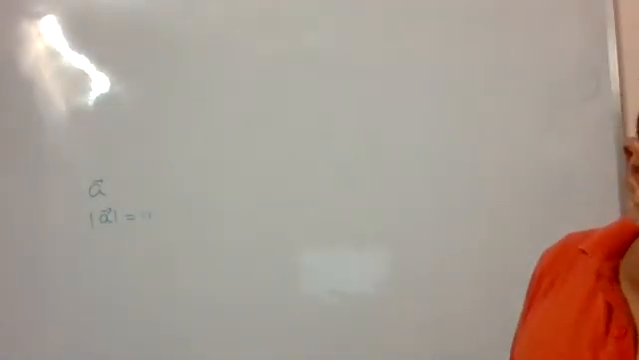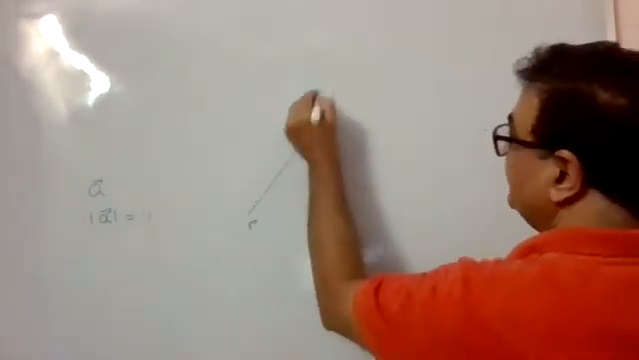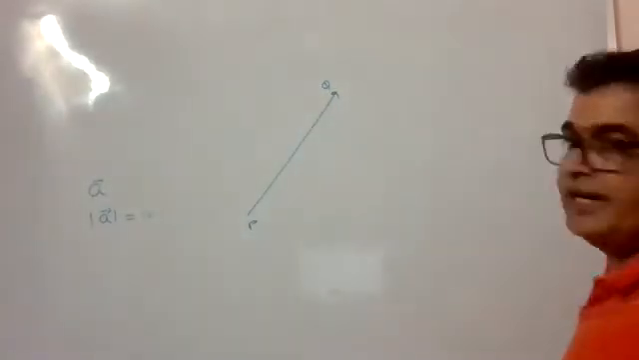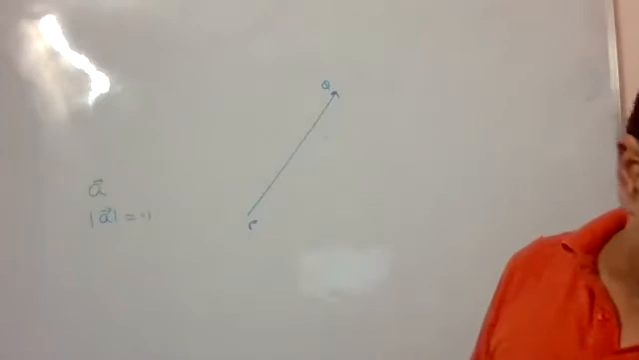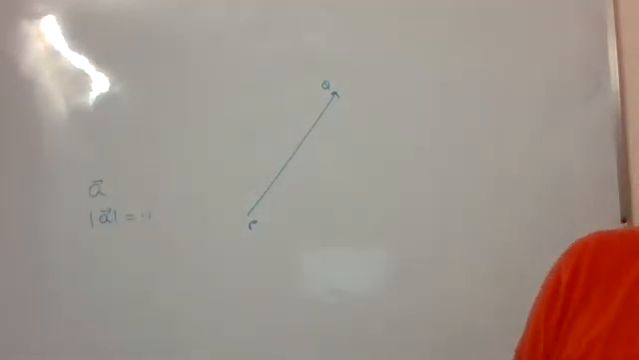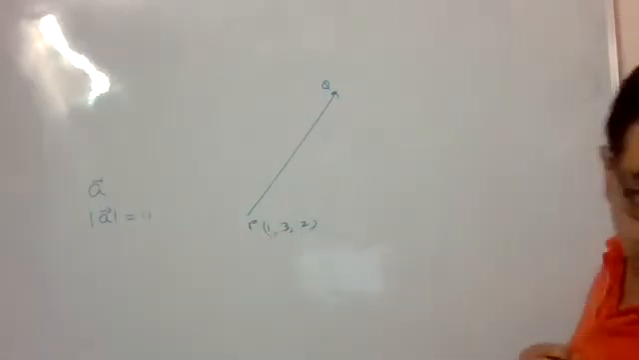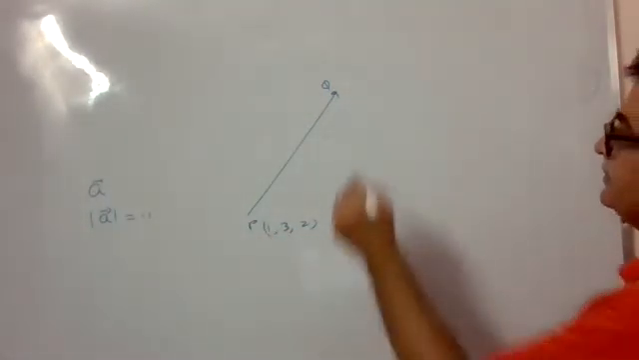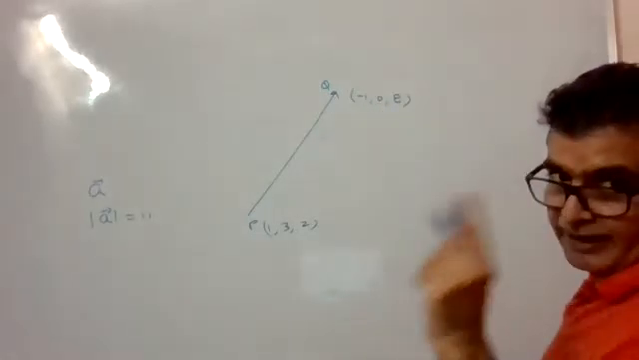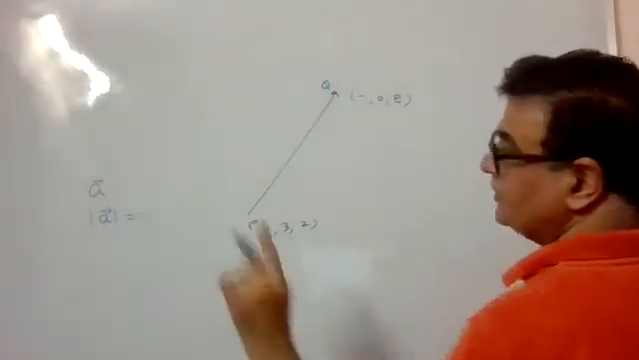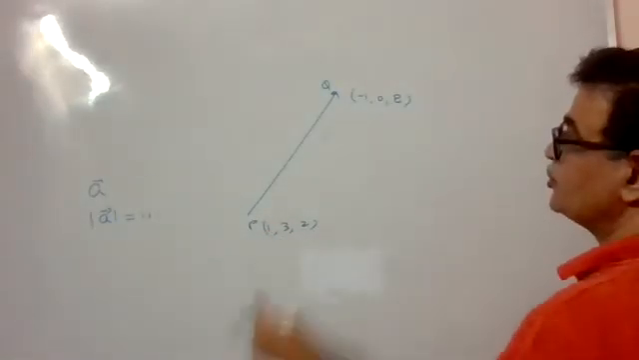And it is in the direction opposite to PQ. PQ की जो direction है उसके opposite है. Where P and Q are having coordinates as 1, 3, 2. This is the coordinate of P. And this is -1, 0, and 8. So we want a vector which will be having magnitude as 11, and it should be in the opposite direction of PQ.